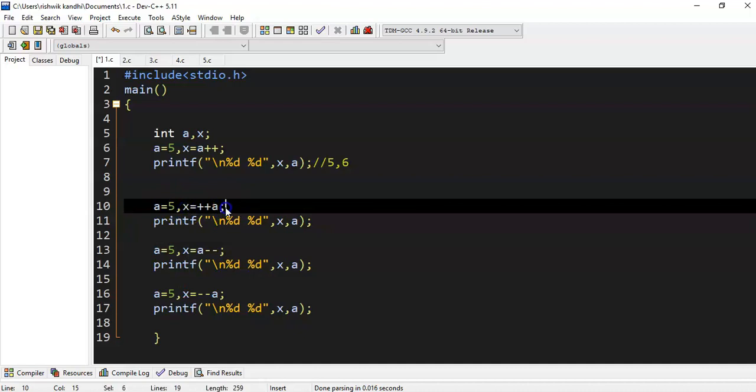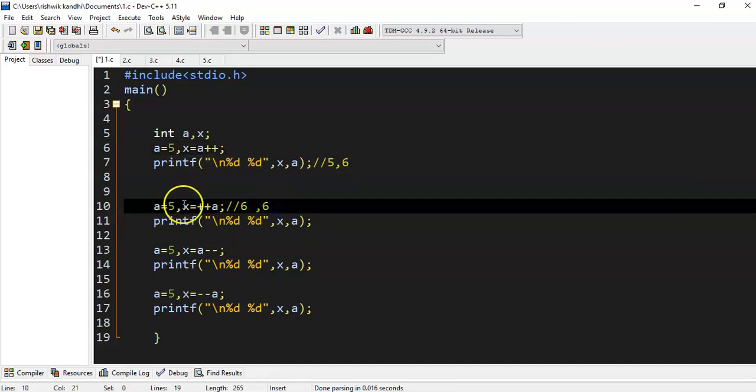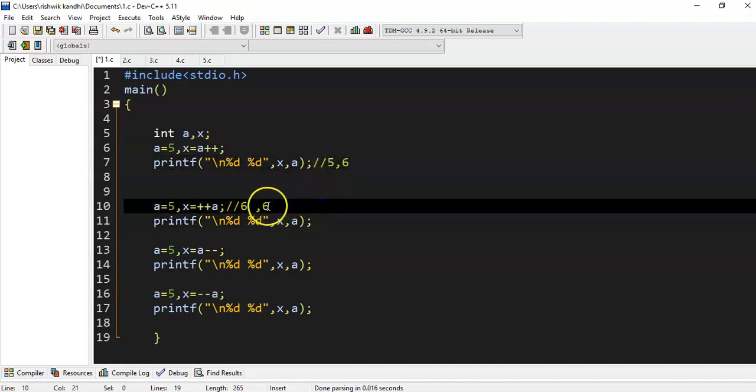So x = ++a. Here ++a would return the incremented value, and a would also be the incremented value. That is, the output will be 6, 6. So clearly observe the difference between pre and post, because this difference will help you solve many types of questions in the coming sessions. One thing: x is nothing but ++a. Here also a++. So here a++ is 5, but here ++a is 6.